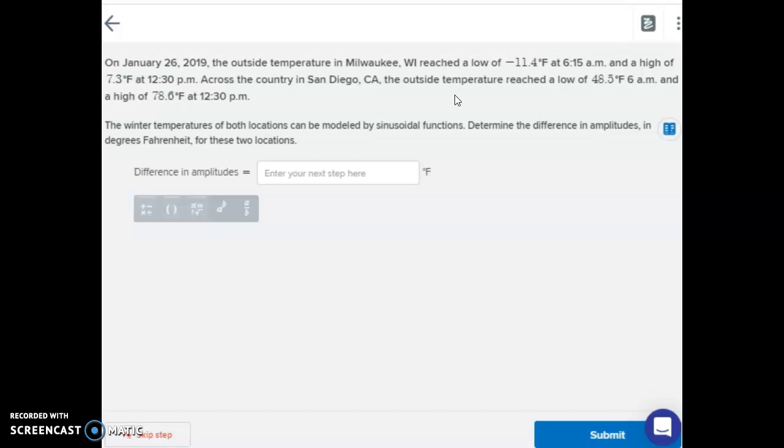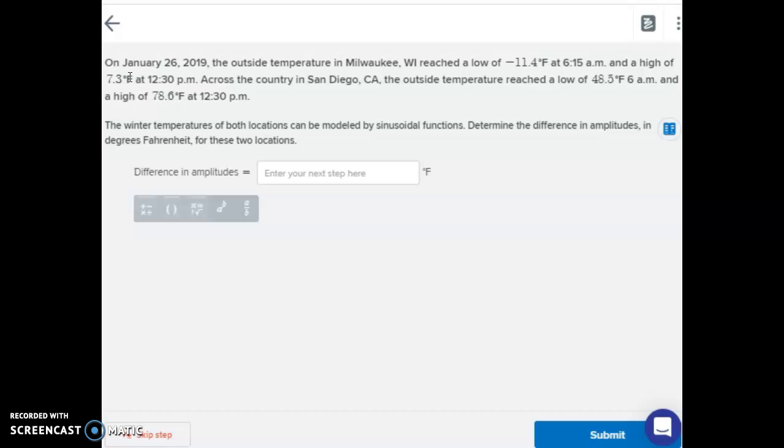So if the daily temperature can be modeled by a sinusoidal function, and if the low is minus 11.4 and the high is 7.3, then to get the amplitude, we take the difference between minus 11.4 and 7.3 and then divide by 2. So 11.4 and 7.3 is 18.7. Therefore, if you divide that by 2, the amplitude is 9.35.